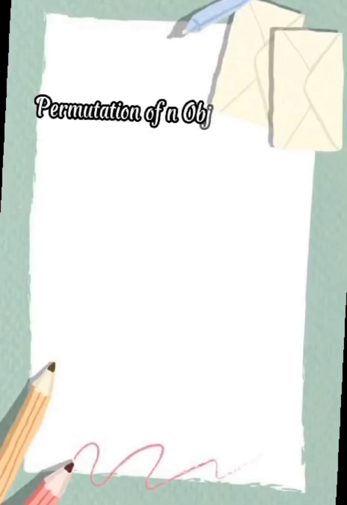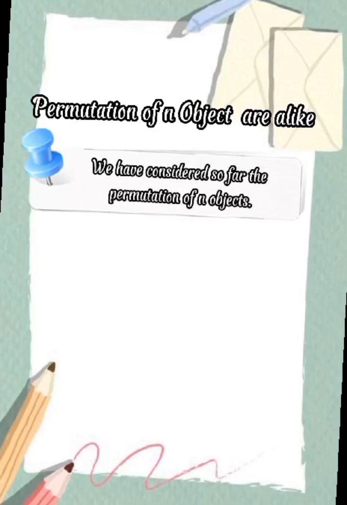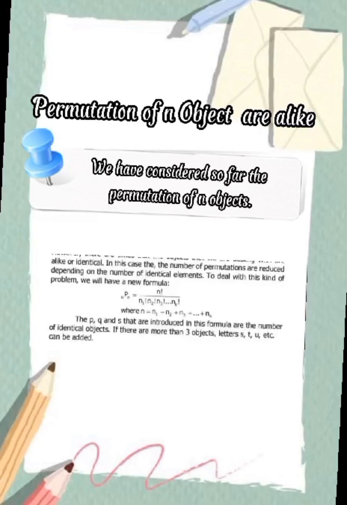Permutation of n objects, some are alike. We have considered so far the permutation of n distinct objects. However, there are times that the objects that we are dealing with are alike or identical. In this case, the number of permutations is reduced depending on the number of identical elements. To solve this problem, we will have a new formula. As you can see on the screen, this is the formula that we are going to use.